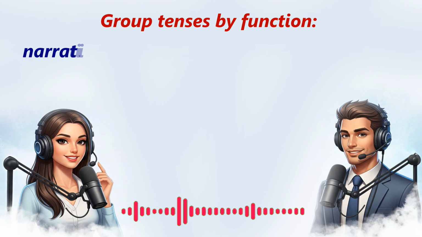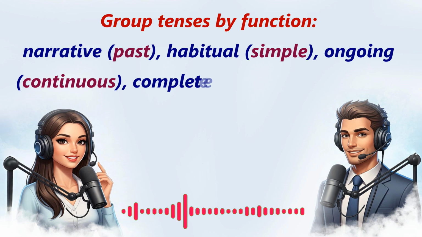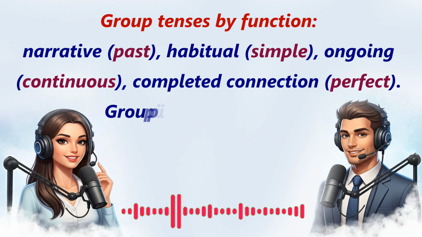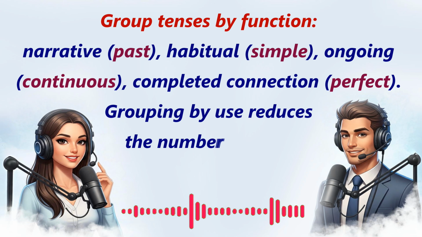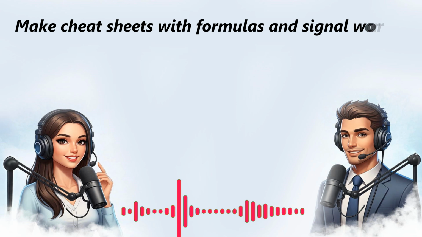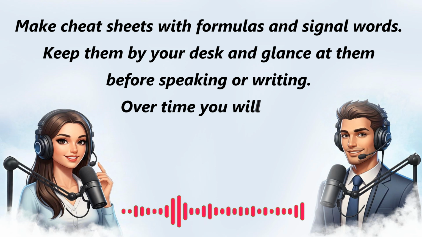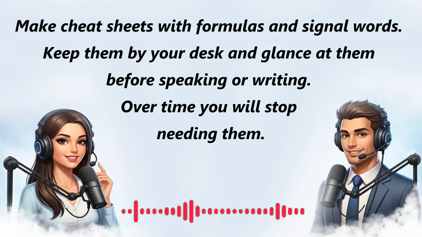Group tenses by function: narrative, past, habitual, simple, ongoing, continuous, completed connection, perfect. Grouping by use reduces the number of rules to memorize. Make cheat sheets with formulas and signal words. Keep them by your desk and glance at them before speaking or writing. Over time, you will stop needing them.